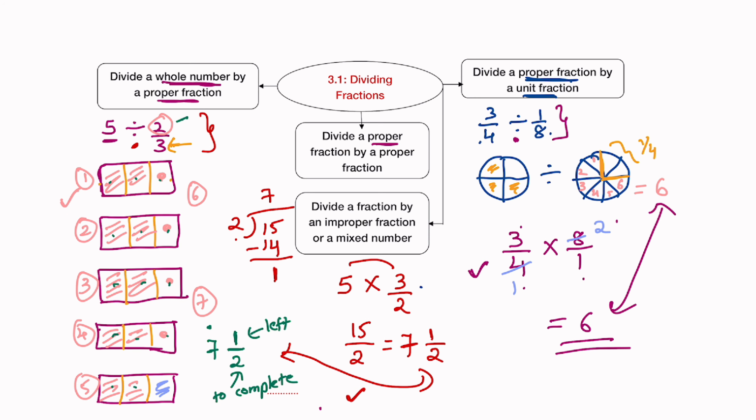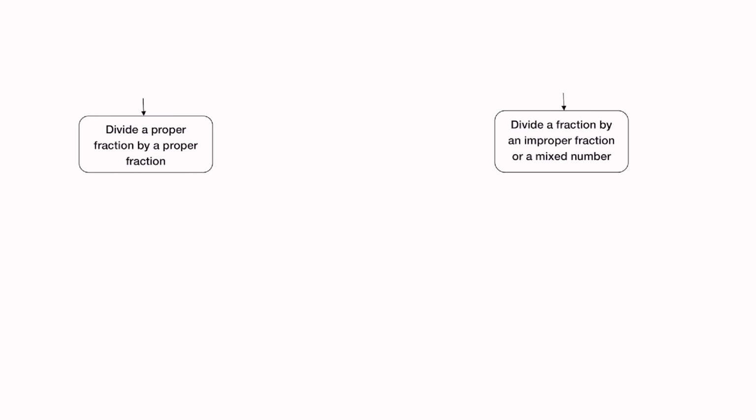Divide a proper fraction by a proper fraction now. So we have to divide proper fraction with proper, which means the numerator is smaller than the denominator. So we will do that part here. So let's take again an example of a pizza. Let's say our pizza is here and it's divided into 7 parts.